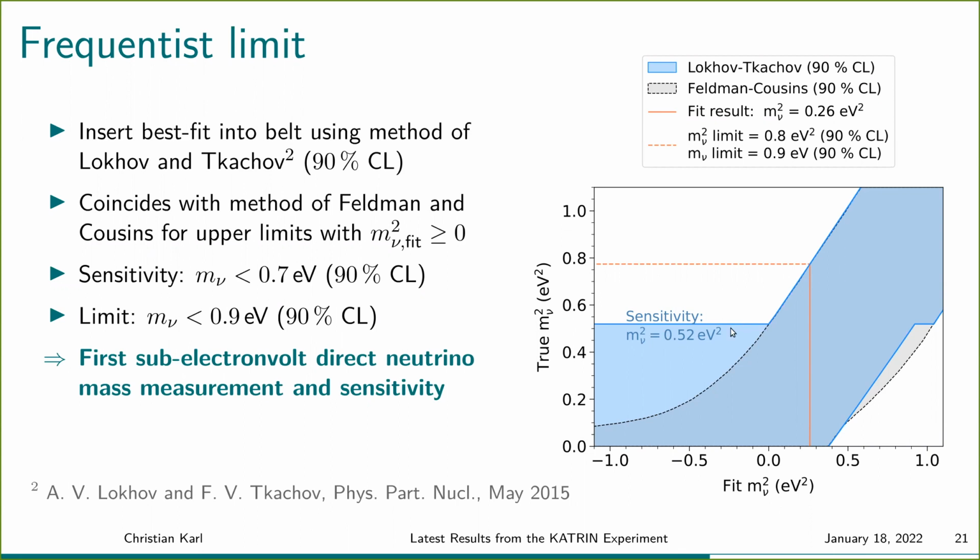So we can see these two belts here in the plot on the bottom right, in blue being the Lokhov and Tkachov, and in gray the well-known Feldman and Cousins, and in orange we draw our upper limit, and we see that our limit is 0.9 eV at a sensitivity of 0.7 eV at 90% confidence level. From this, we can conclude that this was the first sub-eV direct neutrino mass measurement and sensitivity.